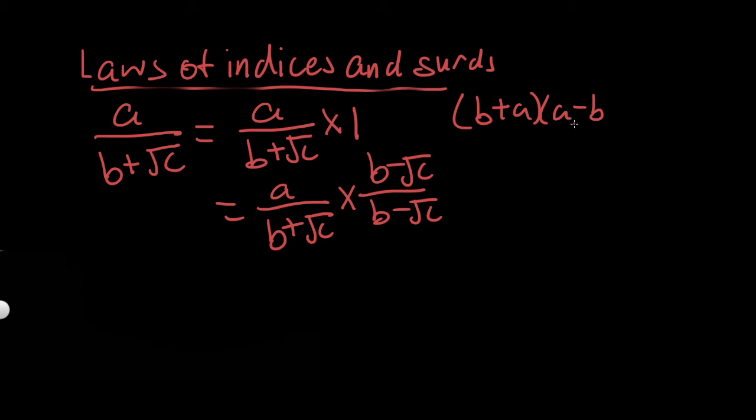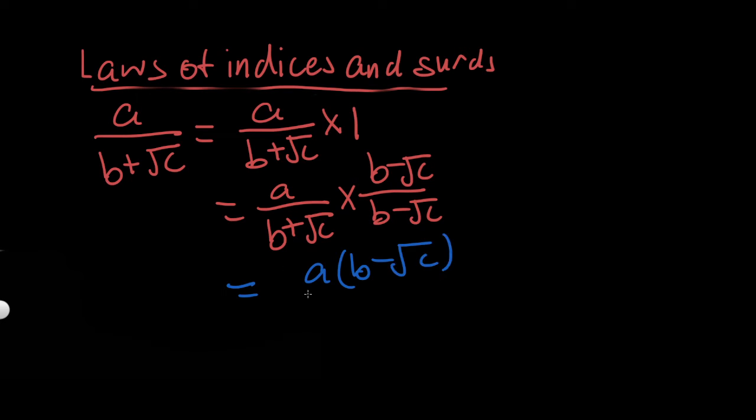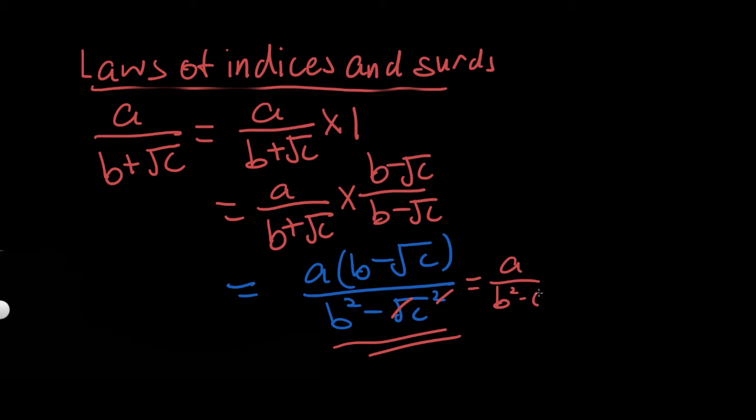So expanding it out, you can get something like a times b minus square root c over b minus square root c squared, which cancels out the square root term. Therefore at the bottom there's no square root term, so it becomes a over b squared minus c, times b minus square root c. All good. That's rationalization in a nutshell. You can memorize this if you want, it's fine.